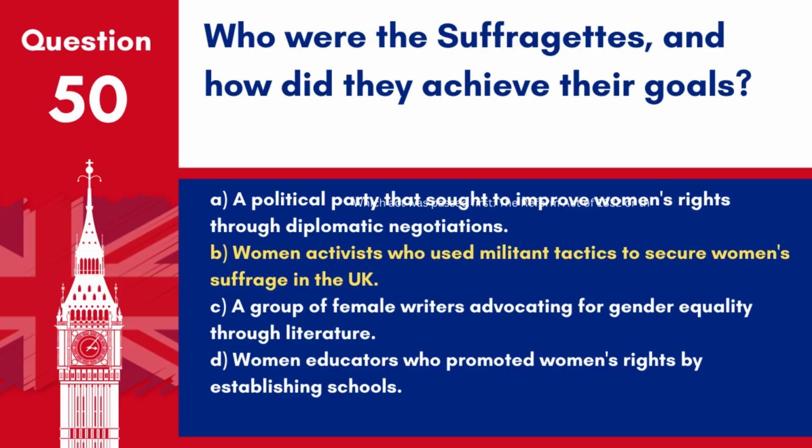Answer: B. Women activists who used militant tactics to secure women's suffrage in the UK. The suffragettes, notably part of the Women's Social and Political Union, led by Emmeline Pankhurst, employed direct action and public protests to successfully campaign for the extension of voting rights to women.